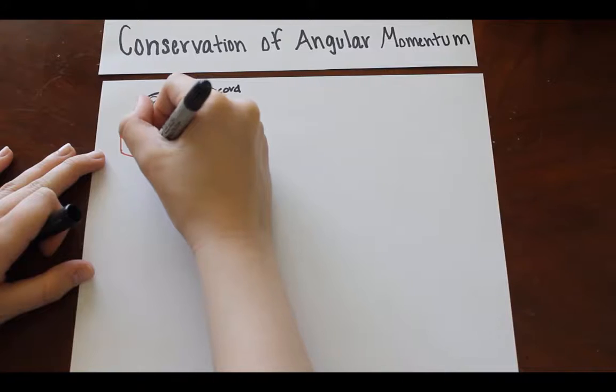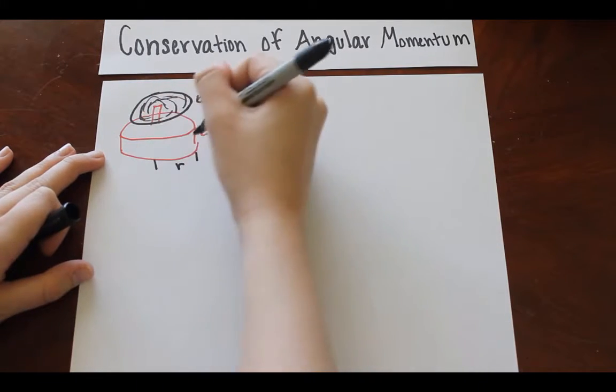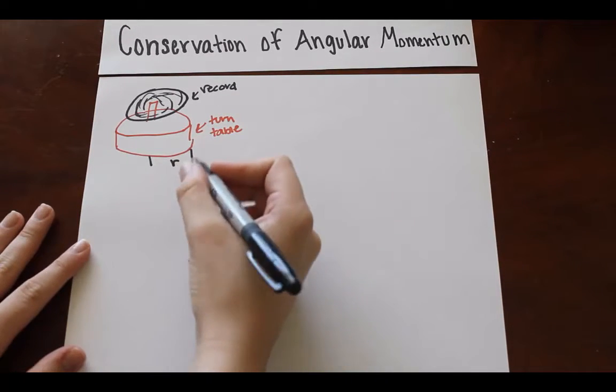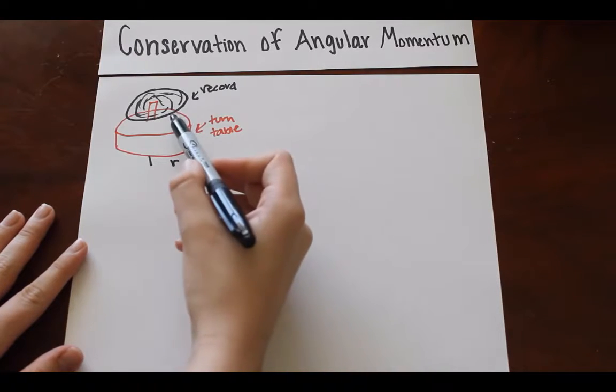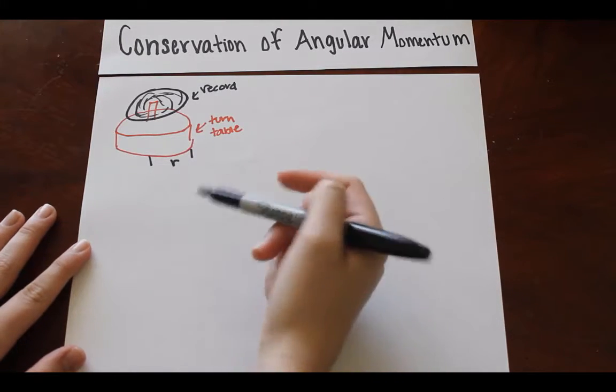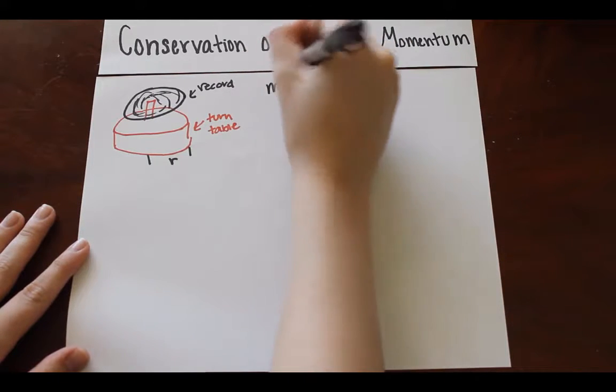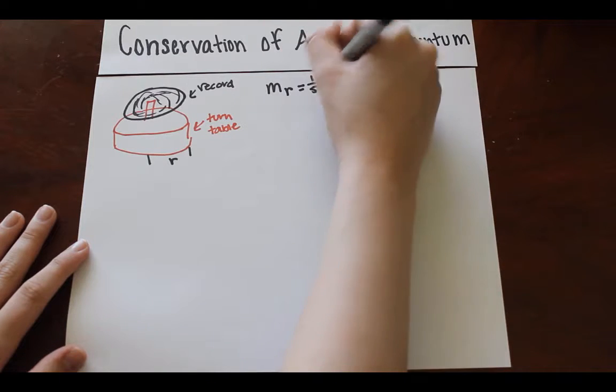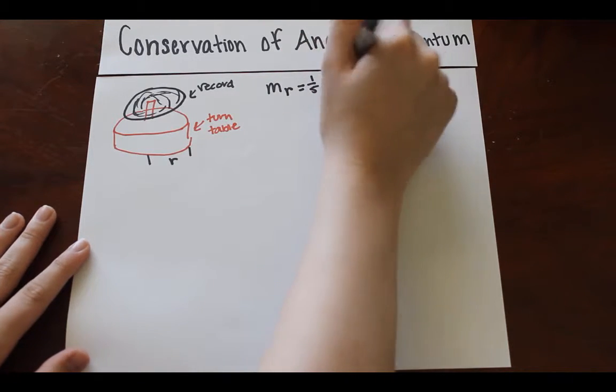So this is our record turntable system. As of right now, the record is not on the turntable, but it's going to drop onto the turntable instantaneously, creating a perfectly inelastic collision. So let's start out here. We know the radius of the turntable and the disc, and we're going to call it R. And the mass of the record is going to be 1/5 of that of the turntable.